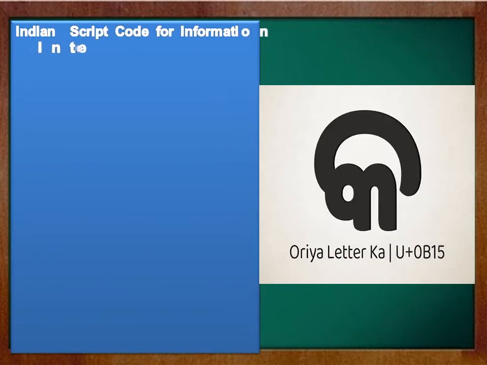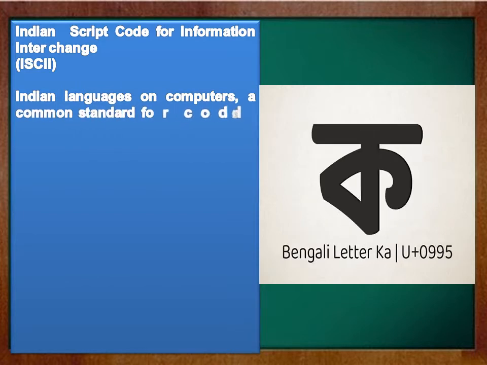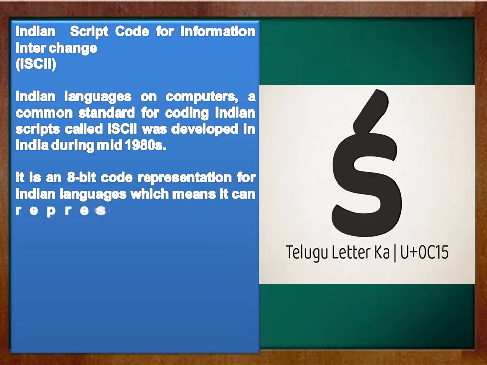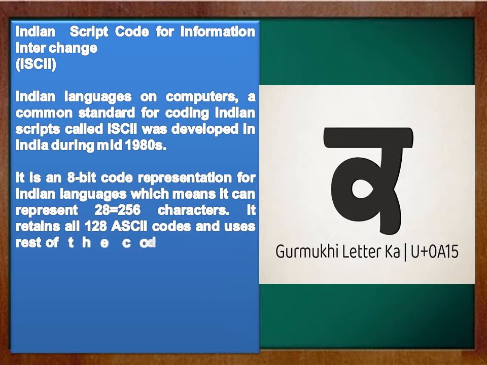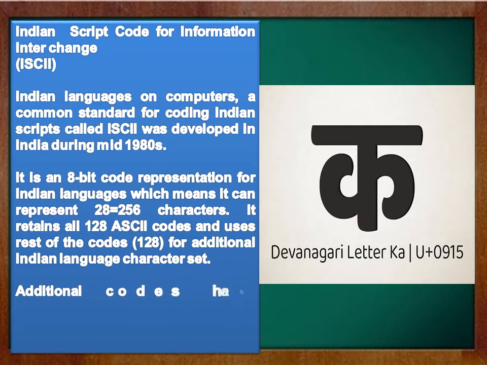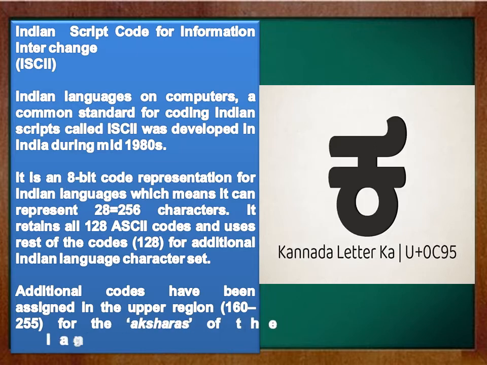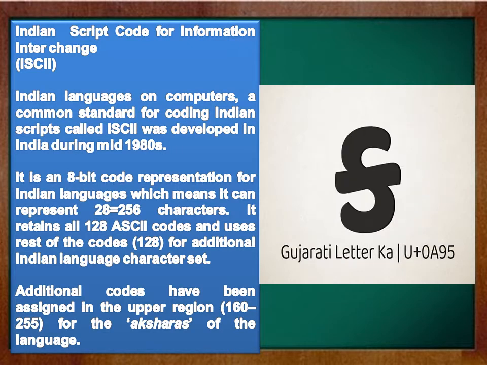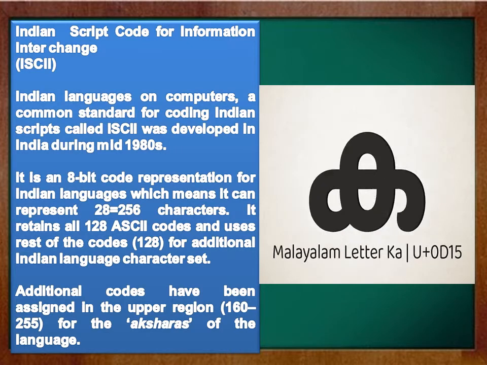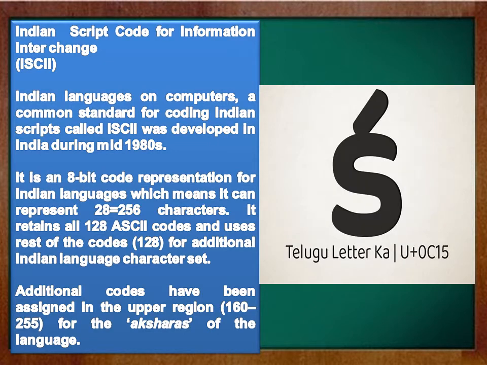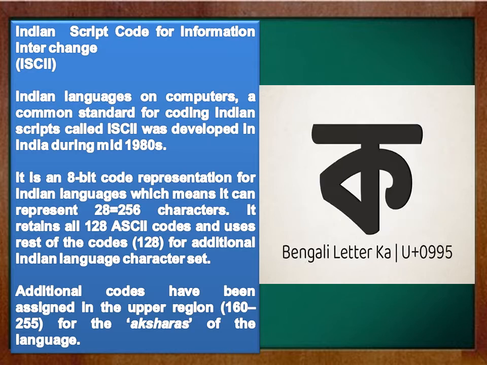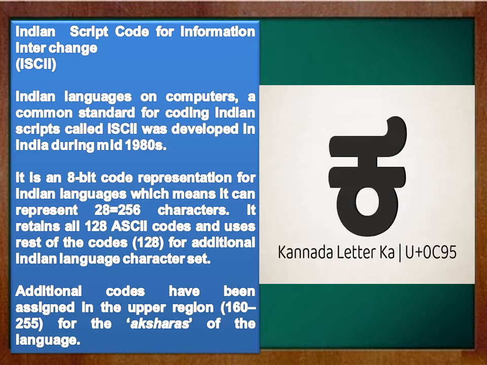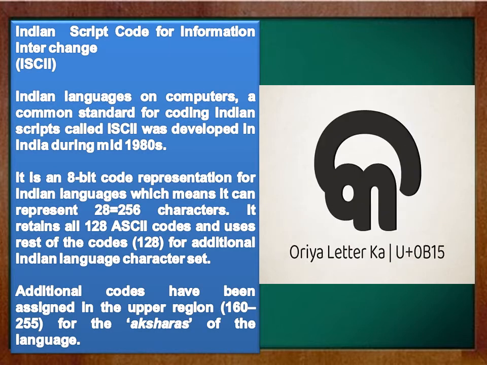Indian script code for information interchange, ISCII, for Indian languages on computers. A common standard for coding Indian scripts, called ISCII, was developed in India during the mid-1980s. It is an 8-bit code representation for Indian languages, which means it can represent 2^8 equal 256 characters. It retains all 128 ASCII codes and uses the rest of the codes for an additional Indian language character set. Additional codes have been assigned in the upper region, 160 to 255, for the Indian languages.